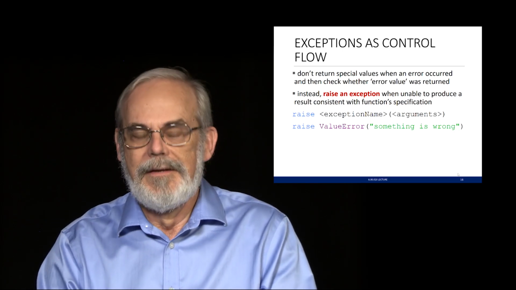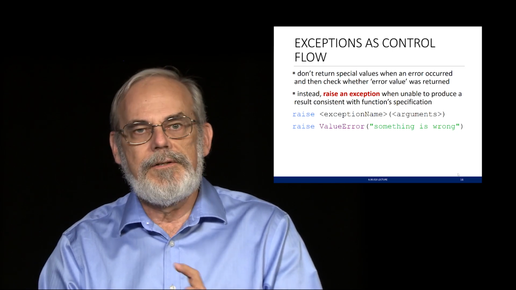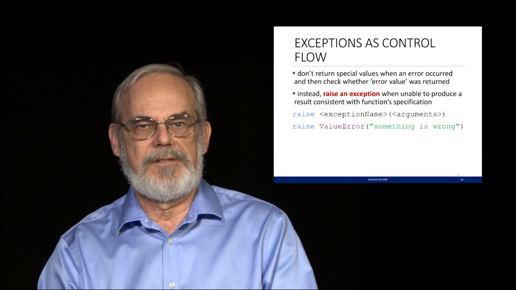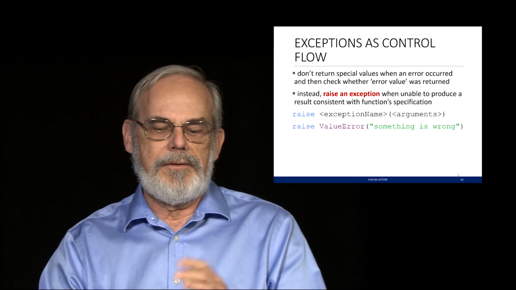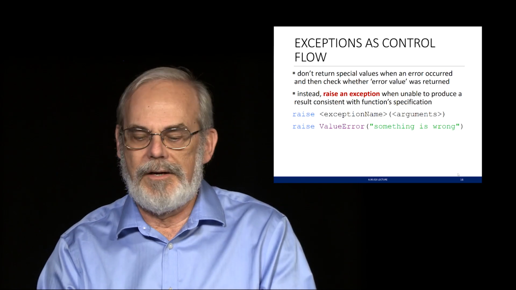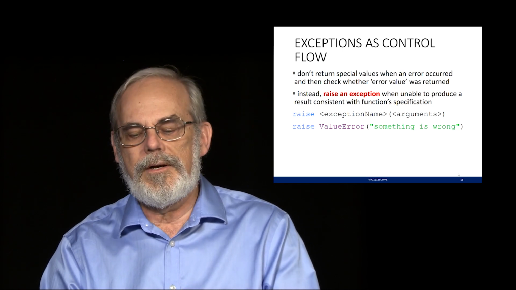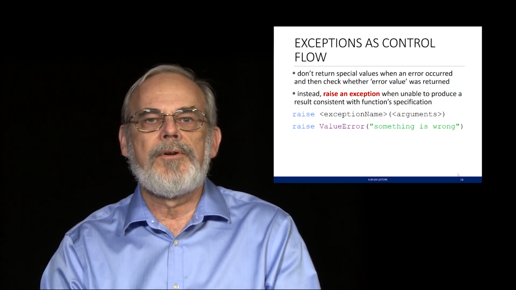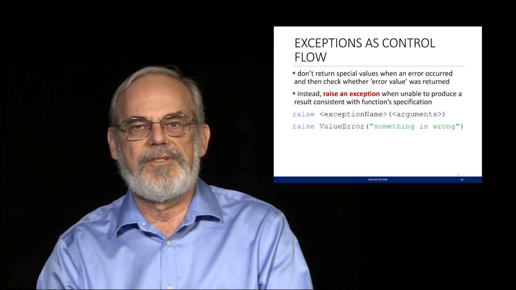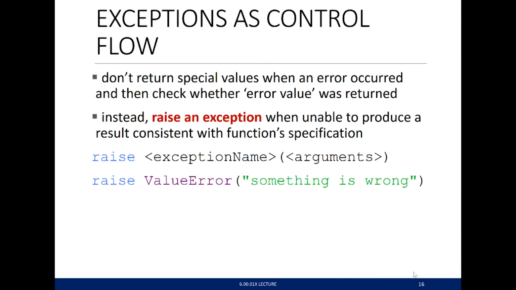Very nice. We can actually go the other direction as well, though, which is we could decide when to raise an exception ourselves. So rather than returning special values when an error occurs and then checking to see if that error value was returned, we could instead say, I want to raise an exception when I'm unable to produce a result consistent with the specifications of the function. And for that, we have, not surprisingly, another keyword called raise.